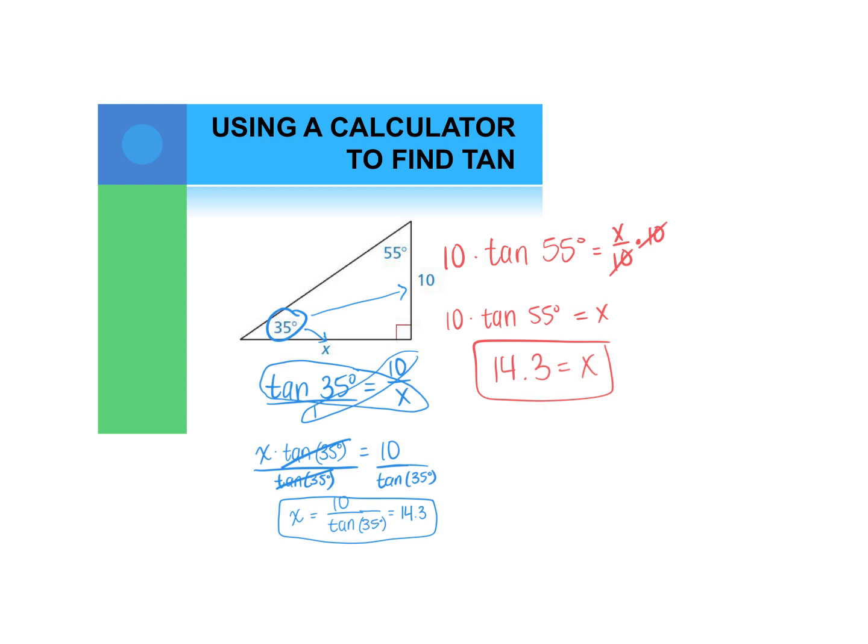Diana, you got 14 instead of 14.3. Did you round? You did 10 times the tangent of 55? Yeah, 10 times the tangent. Any personal calculator questions, guys? I will answer them just at the end. Set a timer, please.